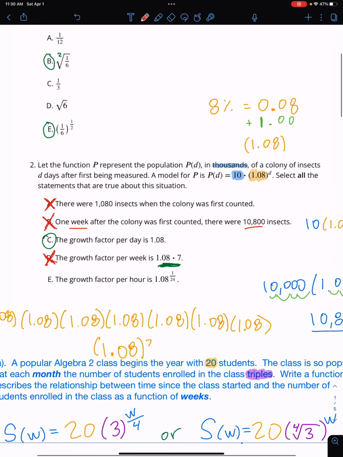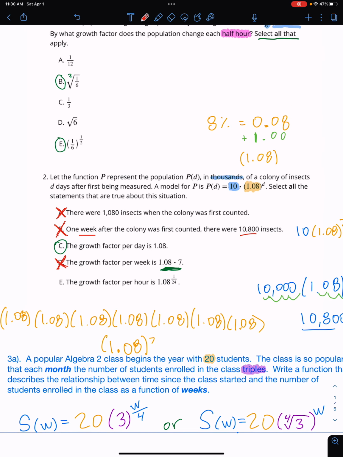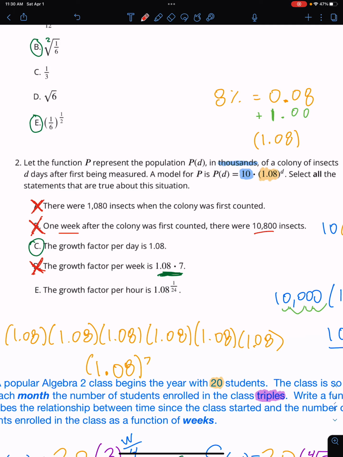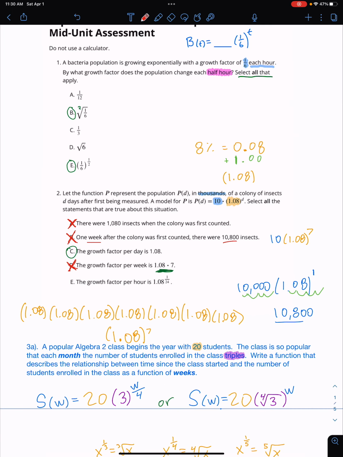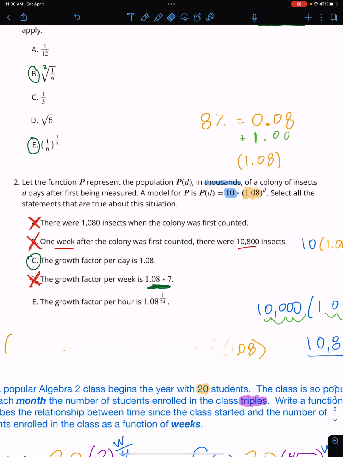And how about this last one? E. The growth factor per hour is 1.08 to the power of 1/24. So 1/24. What are they talking about? 1 out of 24. You know what there's 24 of? There's 24 hours in a day. So if each day we're multiplying times 1.08, and only an hour has gone by, check out what happens.